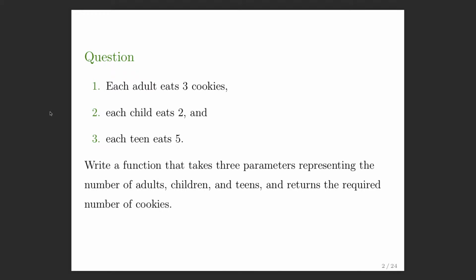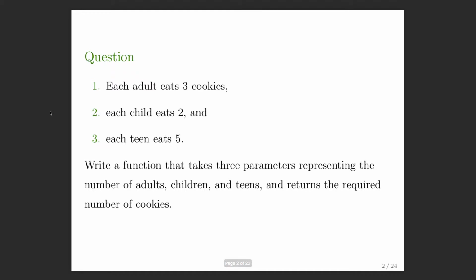Okay, so here's the first question. We're really going to walk through the whole design process. If each adult eats 3 cookies, each child eats 2 cookies, and each teen eats 5, write a function that takes 3 parameters representing the numbers of adults, children, and teens and returns the required number of cookies. So what did I write here?